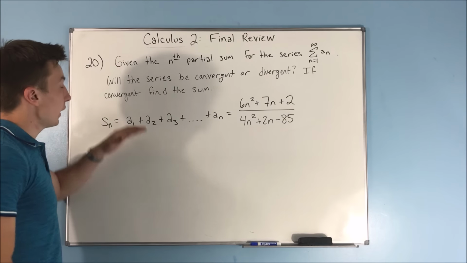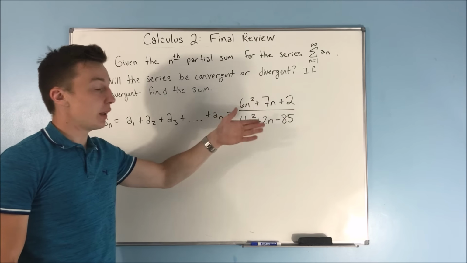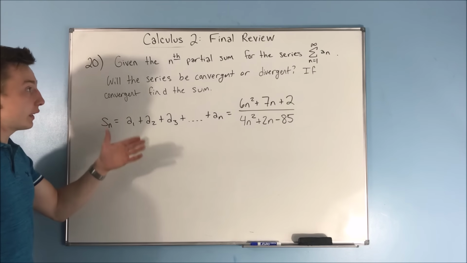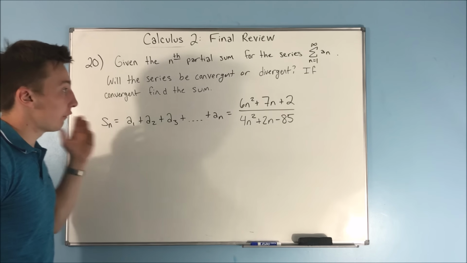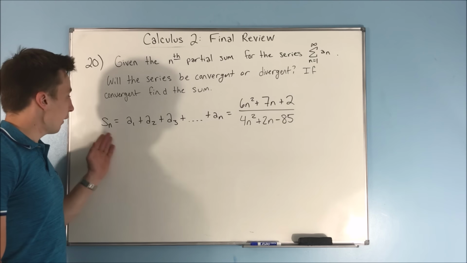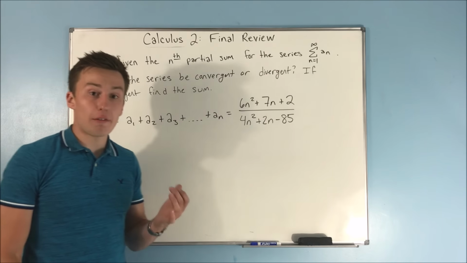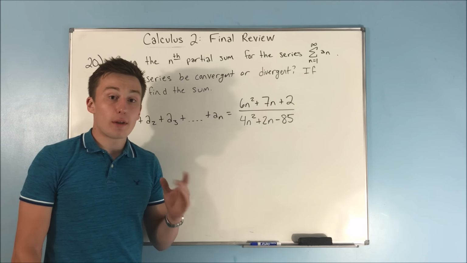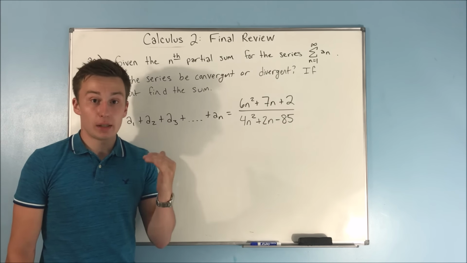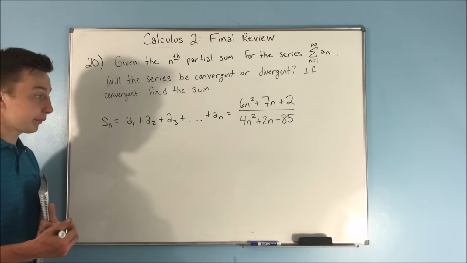Alright, so question 20 says, given the nth partial sum for the series the sum from n equals 1 to infinity of a sub n, will the series be convergent or divergent, and if it's convergent, find the sum. So you're given your nth partial sum here. Now, with sequences, we graph a sub n versus n. But with series, we graph s sub n versus n. So we graph our partial sums.